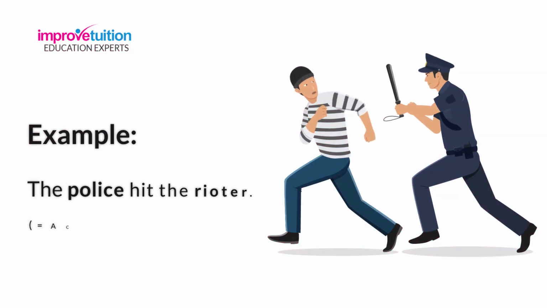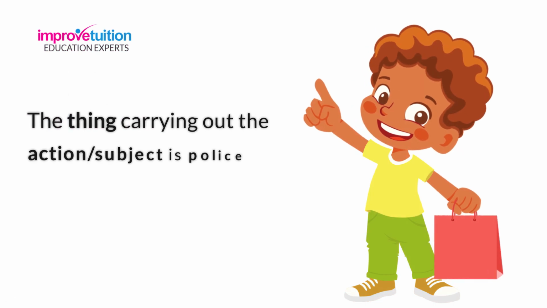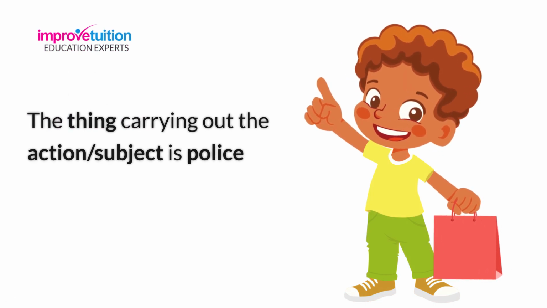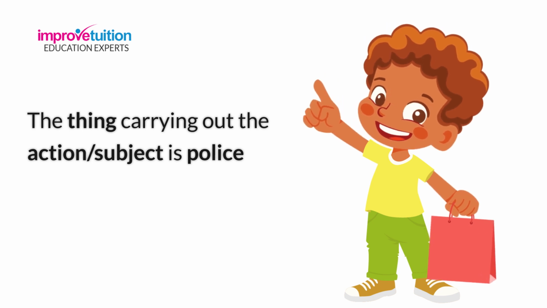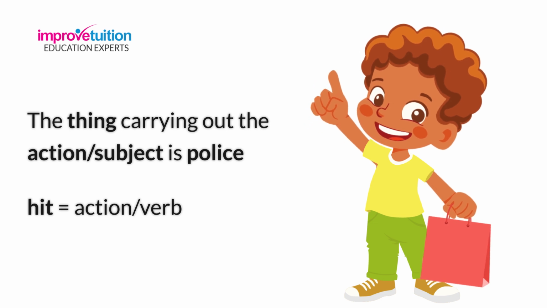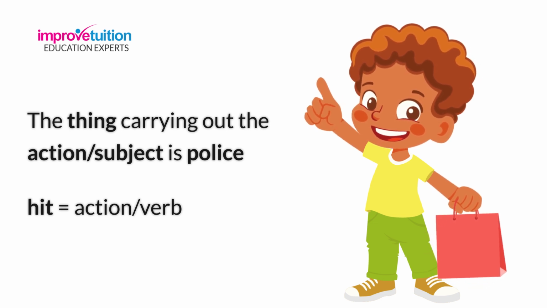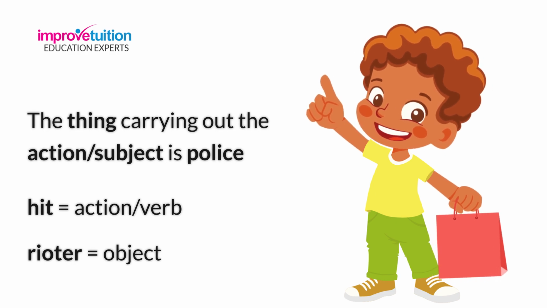Example: the police hit the rioter. So this is in the active voice. The thing carrying out the action, the subject, is police. Hit is the action, the verb. Rioter is the object.